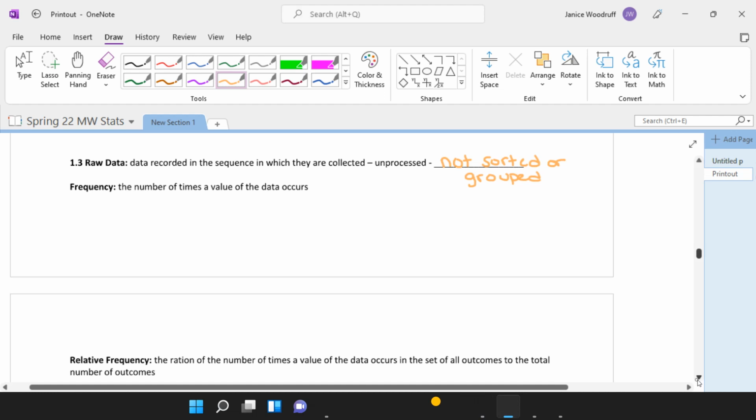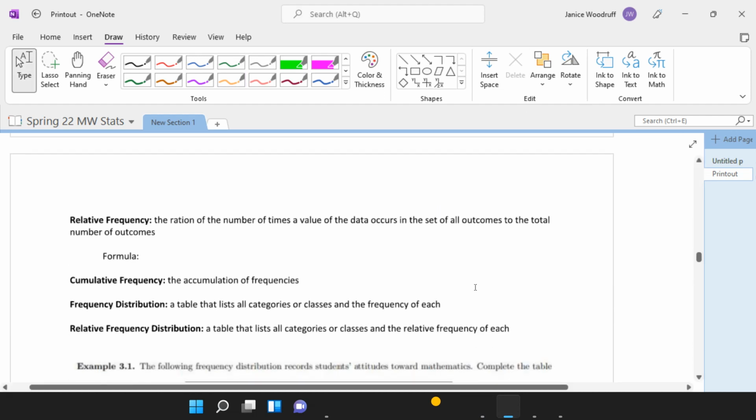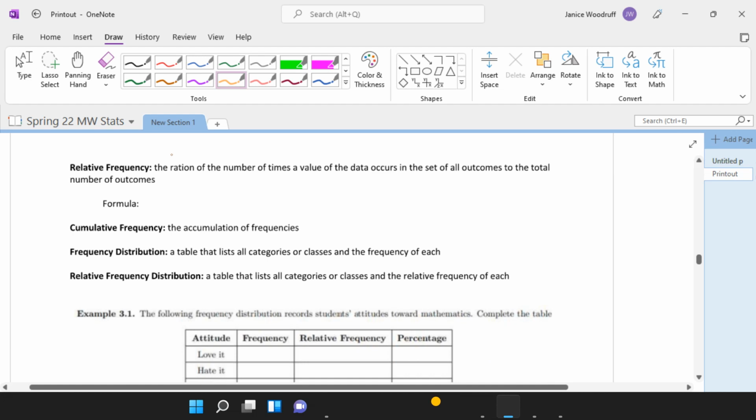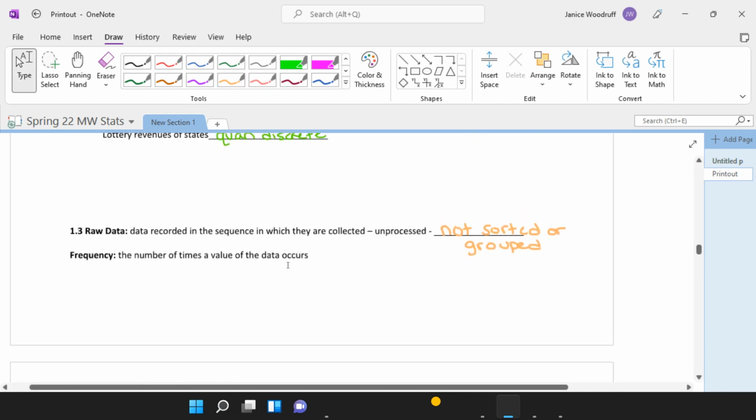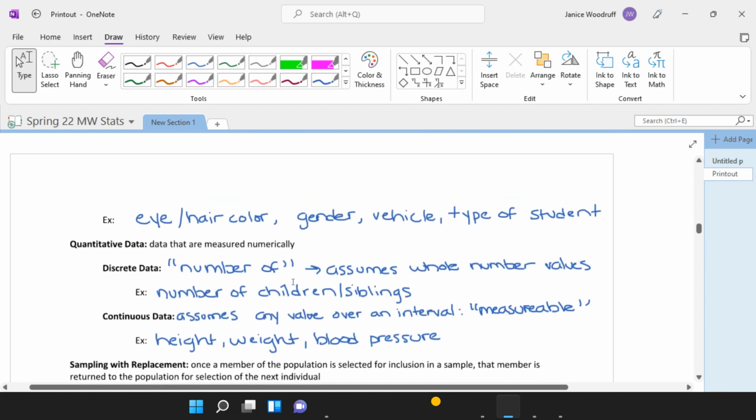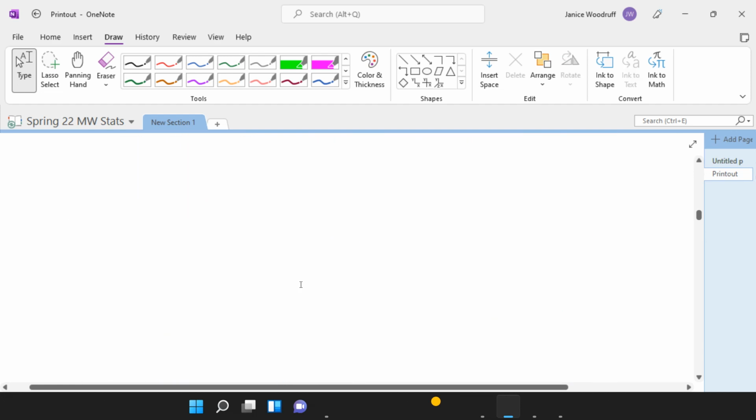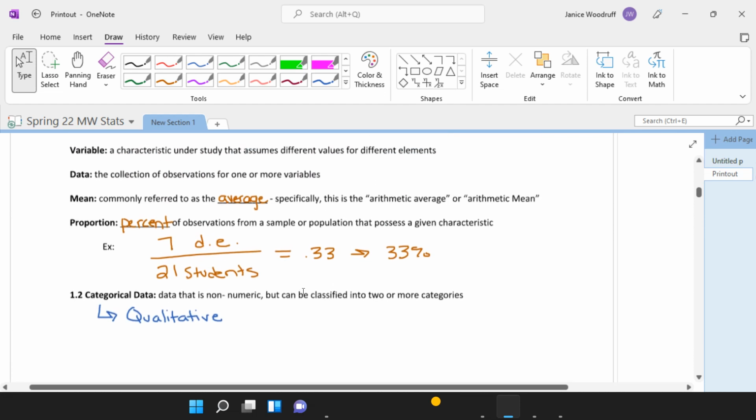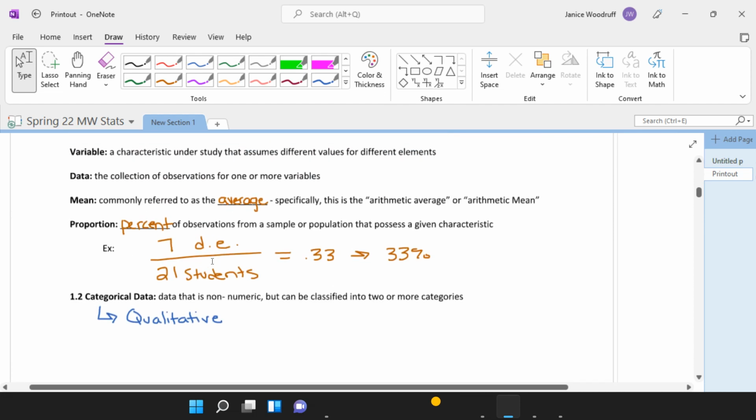And then you have a relative frequency, which is the ratio, not ration, so just cross that out there, of the number of times a value of the data occurs in the set of all outcomes to the total number of outcomes. It's like we had in our previous class on Monday, the number of dual enrollment students to the number of total students. That was a relative frequency.